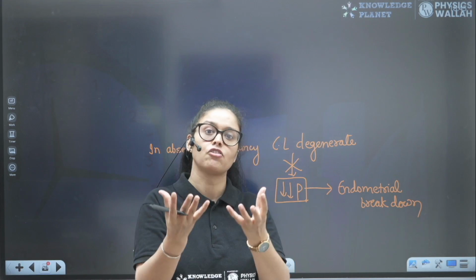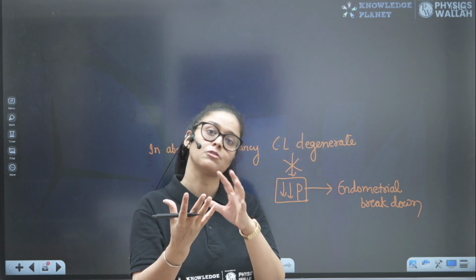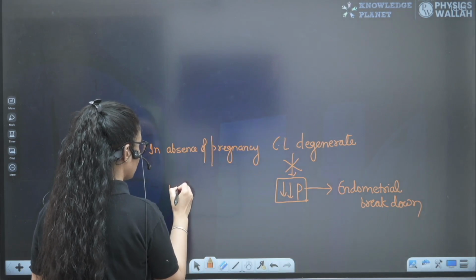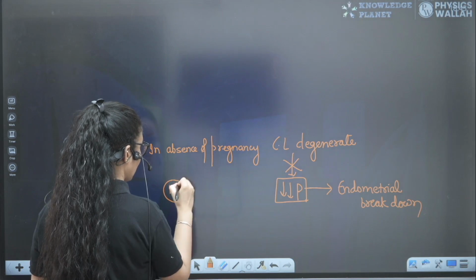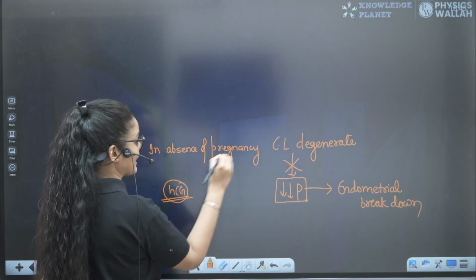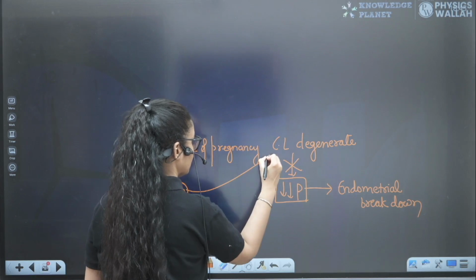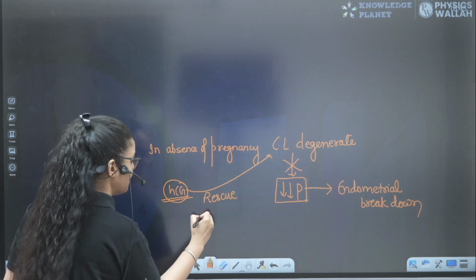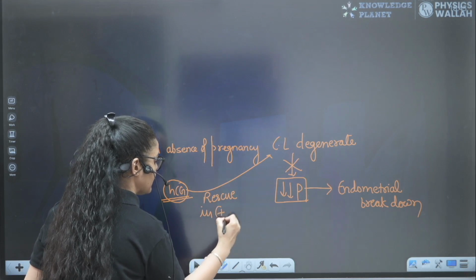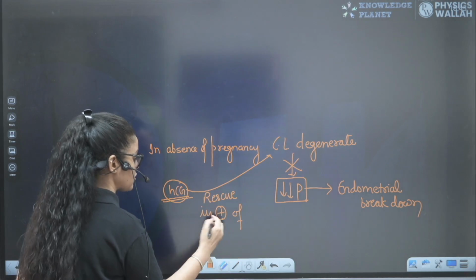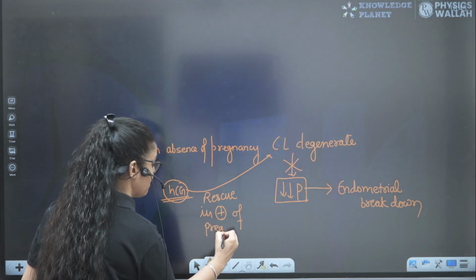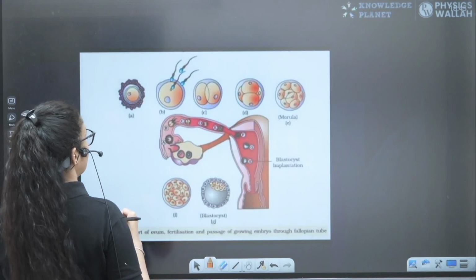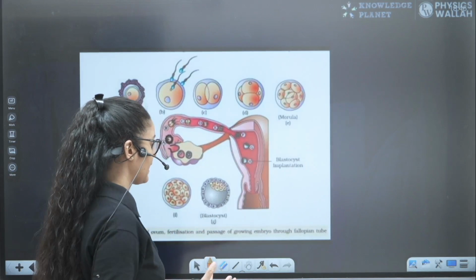Placenta, some part of some special cell of placenta are formed, which will secrete special hormone known as human chorionic gonadotrophin that we have done in regular class. So this HCG will maintain corpus luteum in pregnancy. So it will rescue corpus luteum in presence of pregnancy. In presence of pregnancy, HCG will rescue this corpus luteum. So we will see how exactly it happens.